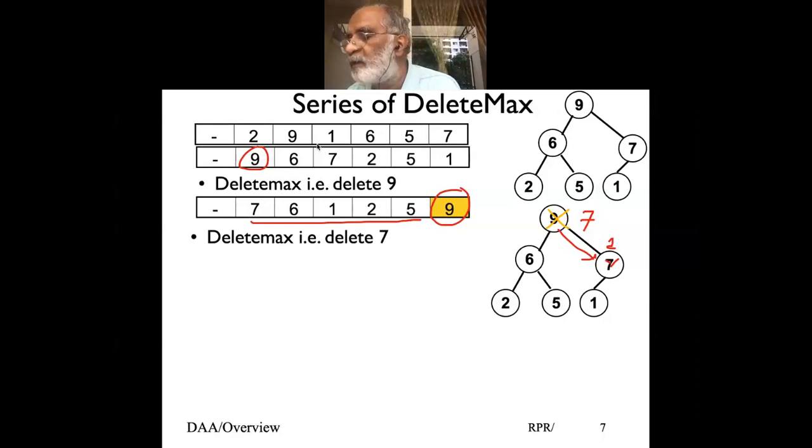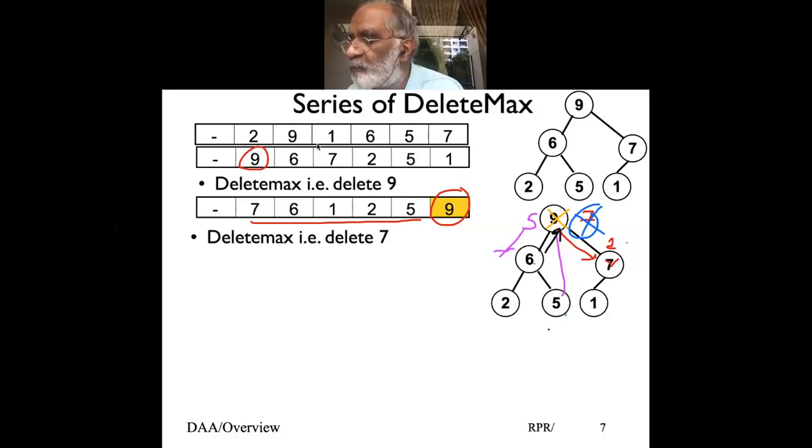When I delete 7, this 7 goes away. Now look at the last element, which happens to be 5. So we move 5 to the top and compare it with the max. 5 is greater than 1, but 5 is not greater than 6. So swap 5 with 6. So 5 comes here and 6 goes there.